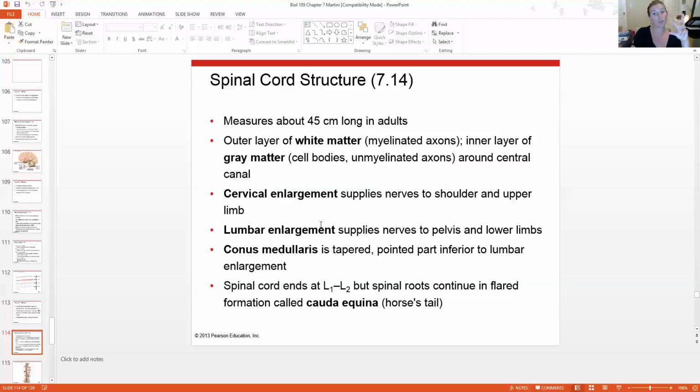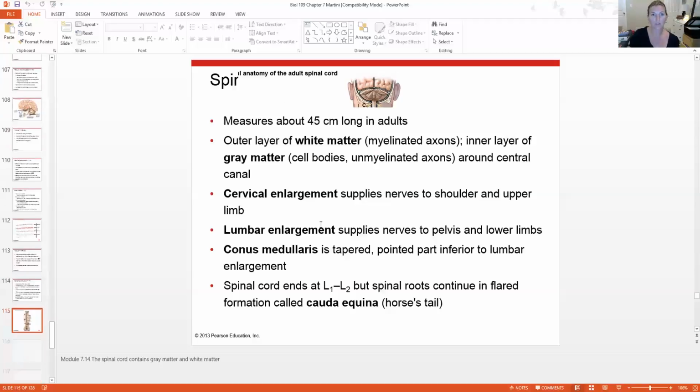There's a cervical enlargement, which is in the neck region. This is where all the cell bodies come off to supply the neck, arms, shoulders. There's a lumbar enlargement, which is going out to the pelvis and lower limbs. The conus medullaris is the tapered posterior, kind of inferior section of our spinal cord where everything kind of dissipates to, and it forms something called the cauda equina, which looks like a horse's tail. That's what cauda equina translates to in Latin.